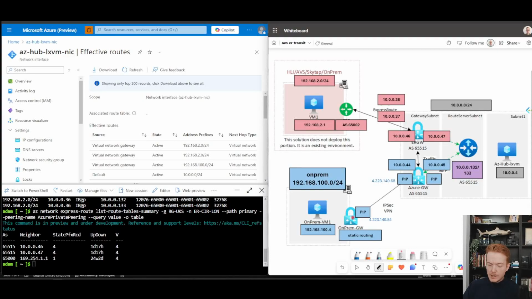So let's go from left to right, and we'll take our time with this. We'll go blue, and then we'll go purple and red. So let's start off with on-prem and show you what that looks like in Azure.